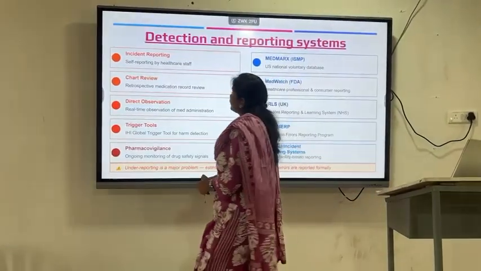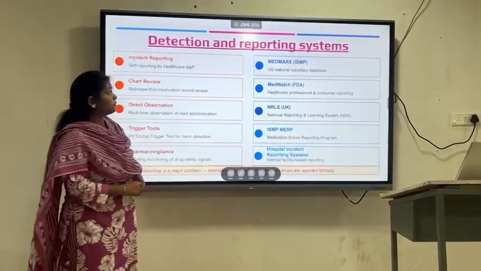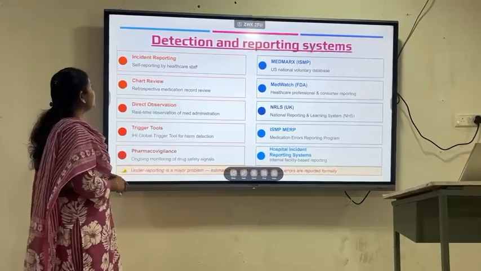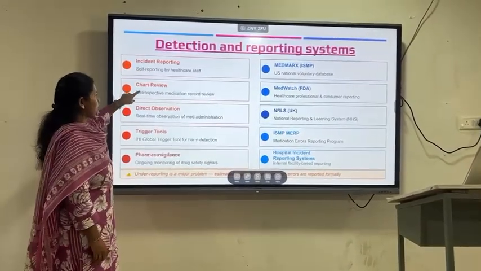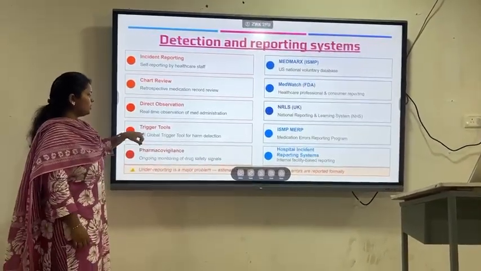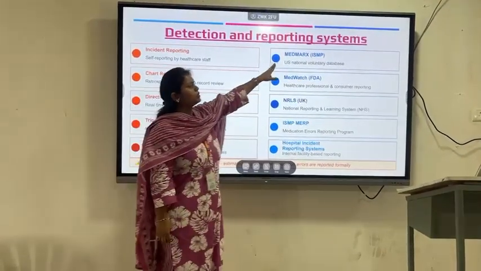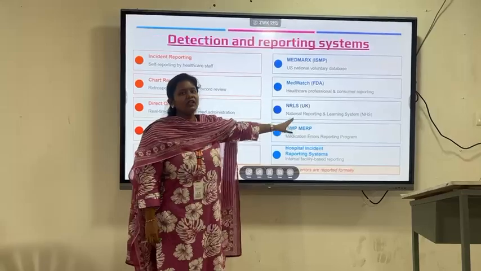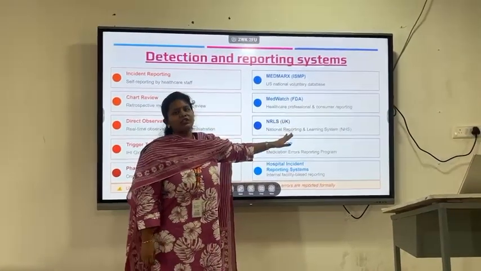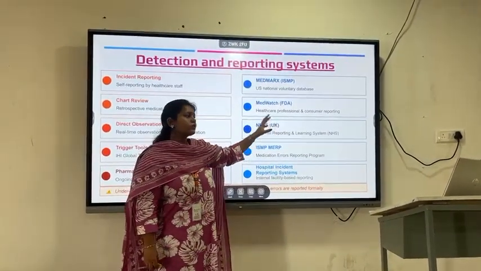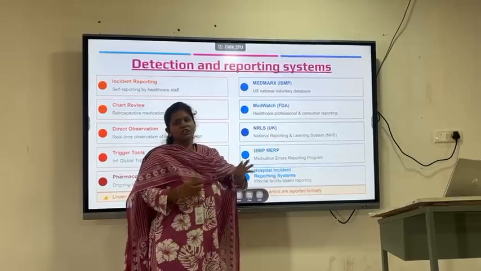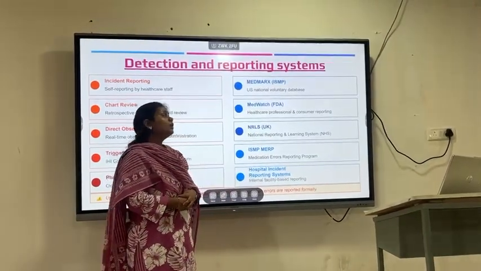Next, detecting and reporting systems in medication errors. Instead of only reporting, there are chart review, direct observation, trigger tools, and pharmacovigilance. And these are the organizations where this data is uploaded or information is given to count the medication errors, or to give the percentage of how many medication errors are being caused.